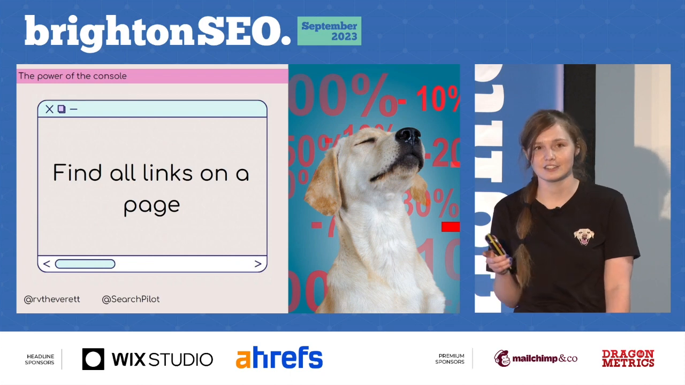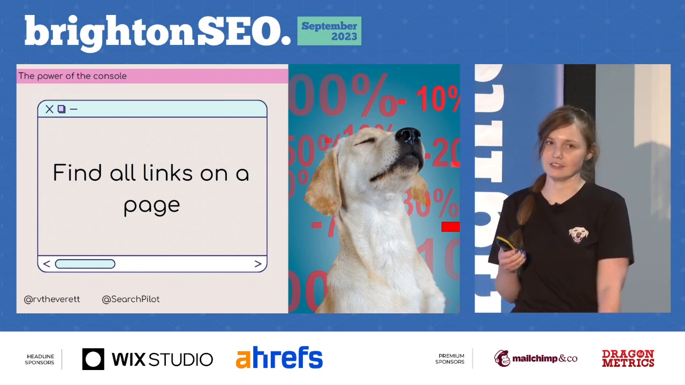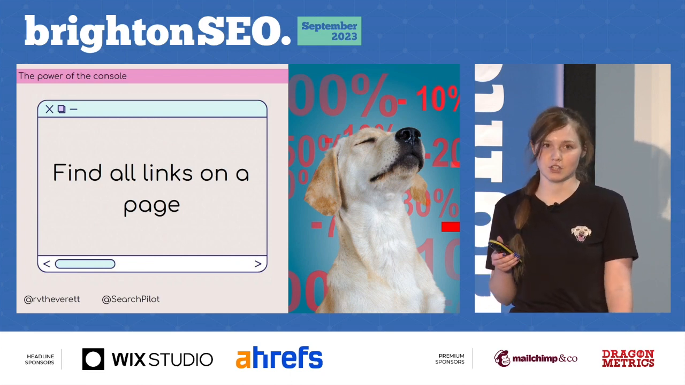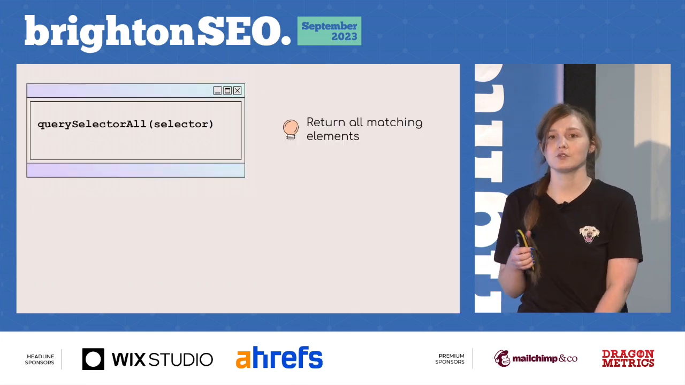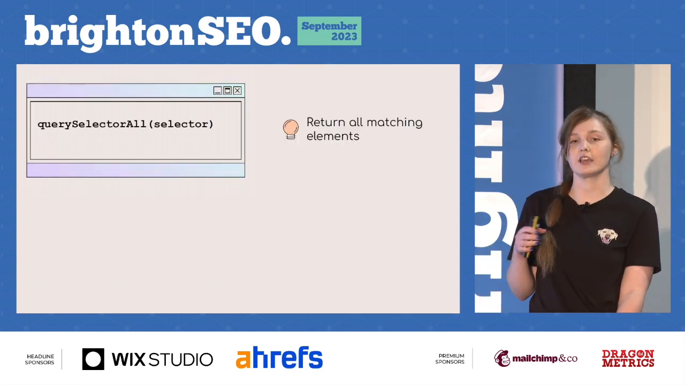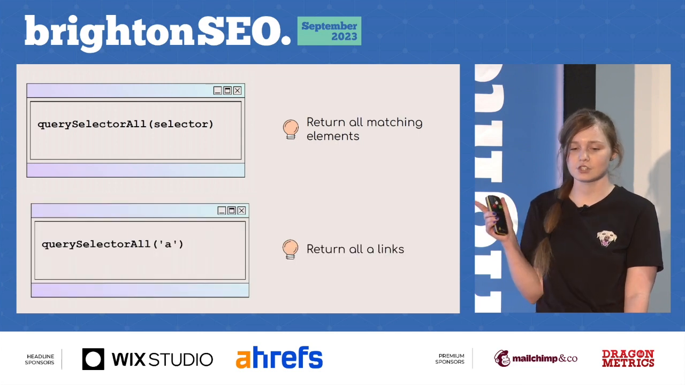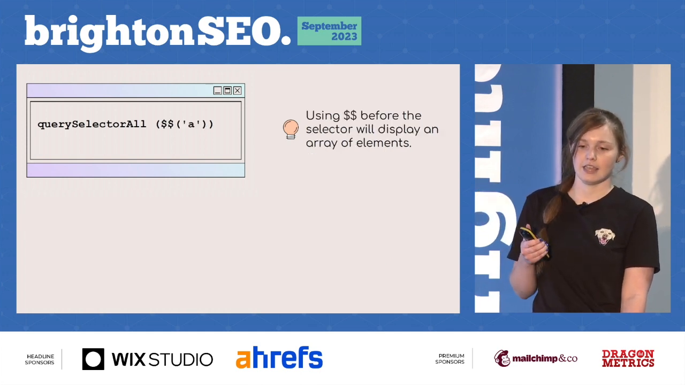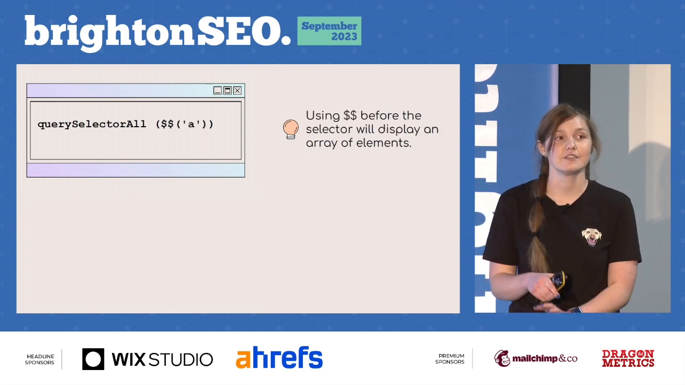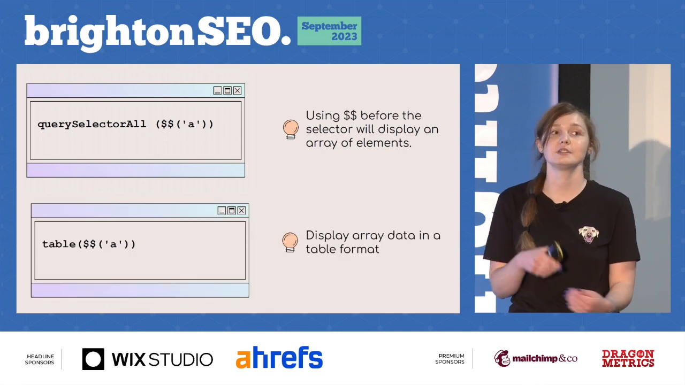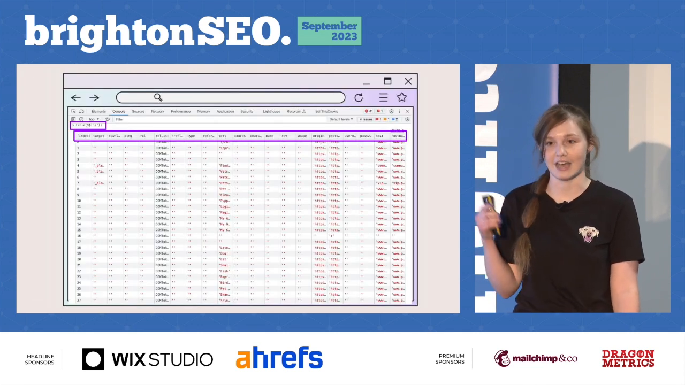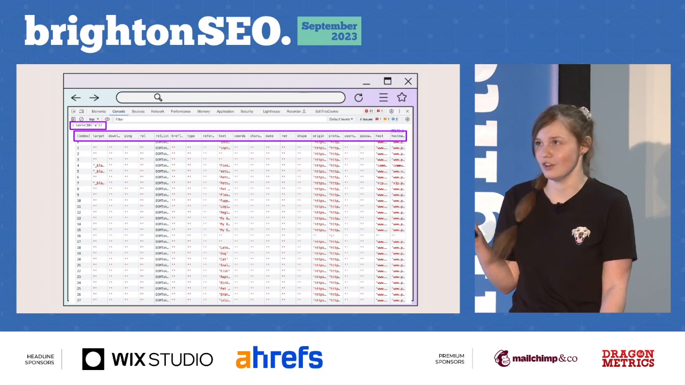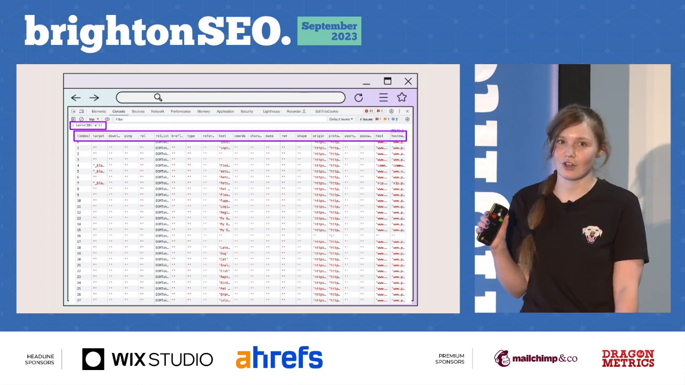So as well as giving us errors, we can also find some more useful things using the console, using some custom JavaScript. We can find all of the links on a page by using a query selector. So in this example, we want to return all of our A links, so we can put that as our query selector. If we use $$ before that, it's going to give us an array, which we can then turn into a table. That's going to give us a lot. Everything's a lot in DevTools, but it's going to give us a lot of columns, a lot of information. We don't need all of this.